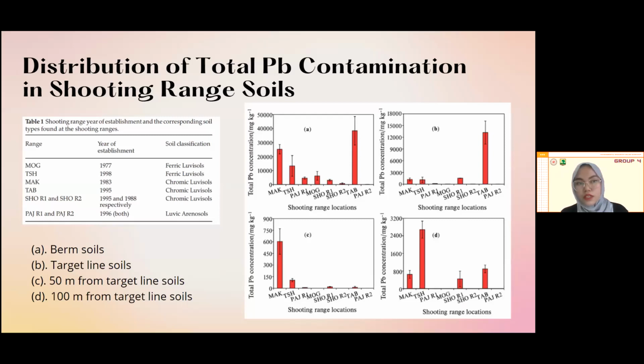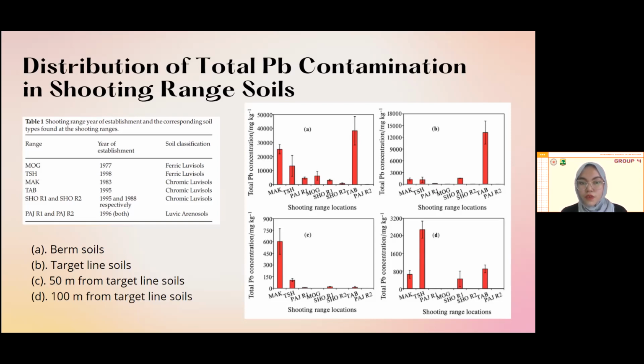So thank you, Finda. The next point of this presentation is the distribution of total Pb contamination in shooting range soils. All the shooting ranges studied were contaminated by Pb, and the highest total Pb concentration was found in the berm soils. As you can see from the graph on the slide, there are four graphs: graph A is for the berm soil, graph B is for the target line soils, graph C is 50 meters from the target line soils, and graph D is 100 meters from the target line soils.